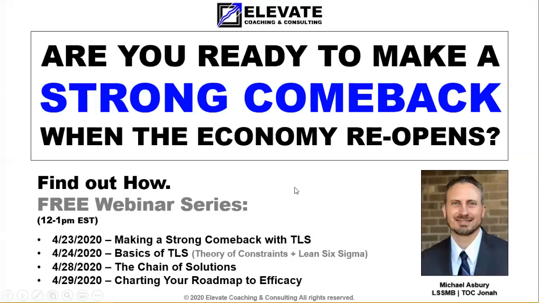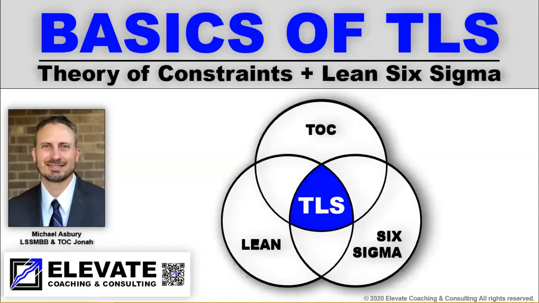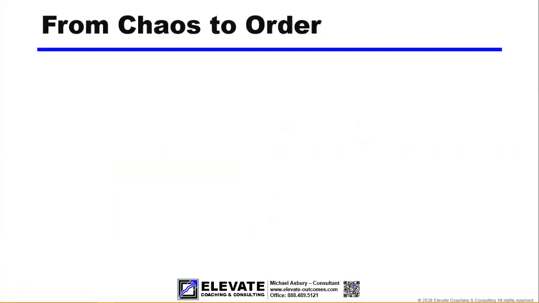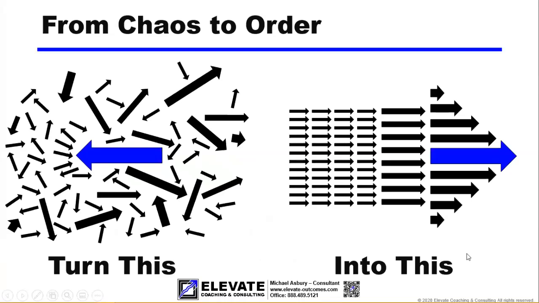Okay, so this is the third webinar in a series of 4. Tomorrow will be the fourth one. And the first one was about making a strong comeback as the economy comes back from the pandemic, from the COVID-19 virus. Then we went into the basics of TLS, which is the combination of theory of constraints and Lean Six Sigma. And what we're trying to do here is go from managing everybody in the organization, focusing on a wide variety of problems and not necessarily a coherent direction, to a very focused and aligned organization that is knocking out the most critical obstacles in a very strategic sequence.